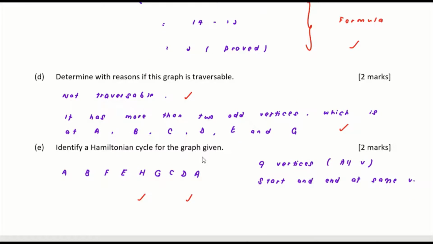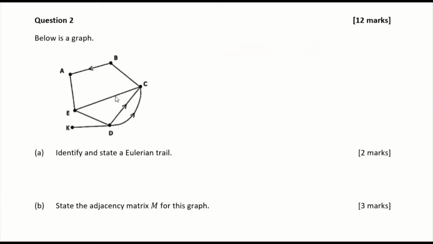Now let's move on to question 2. Below is a graph. Identify and state an Eulerian trail. We'll start by checking the degree of the vertices. If there are 2 odd vertices, then that is where you start and where you end. In this case, you will realize that vertices K and E are the odd vertices. So your Eulerian trail should start at K or E, then end at the other one.